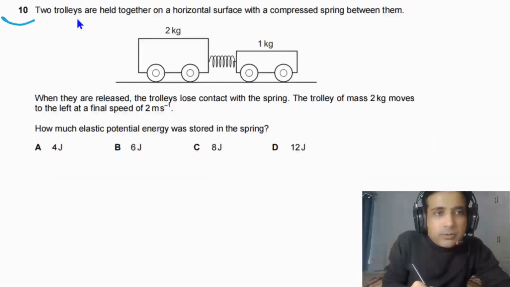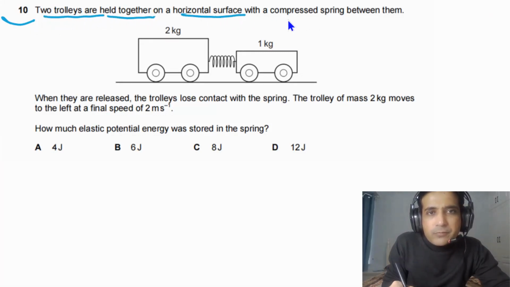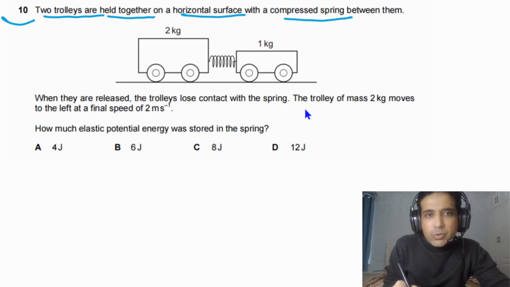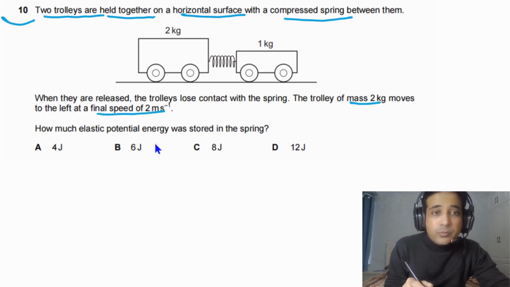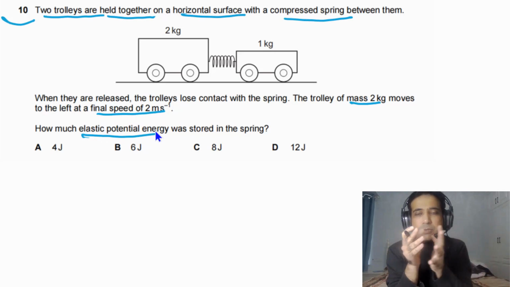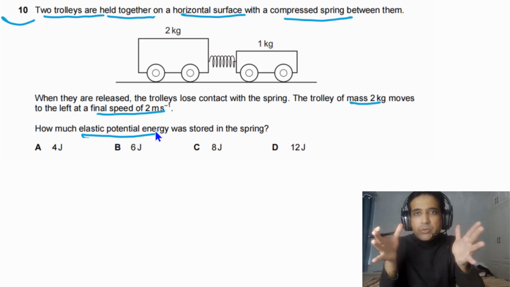For question number 10, it is given that two trolleys are held together on a horizontal surface with a compressed spring between them. When they are released, the trolleys lose contact with the spring. The trolley of mass 2 kg moves to the left at a final speed of 2 meters per second. How much elastic potential energy was stored in the spring? In this case, the elastic potential energy stored in the spring will be converted into the kinetic energies of these two trolleys.